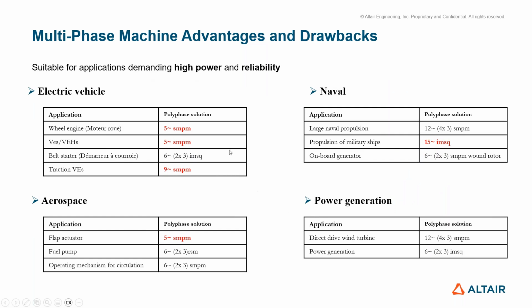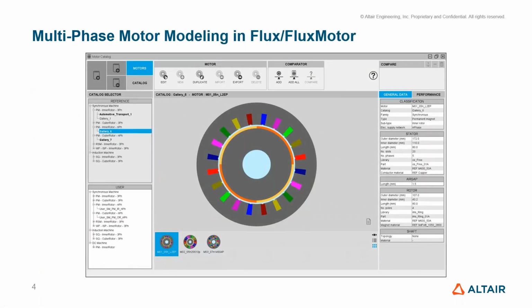So here is a quick list of applications of this type of machine that we have seen, either in electric vehicles, for wheel engines, for traction vehicles, also in the naval or aerospace industries. They are sometimes or often used, and also in power generation. We can see either polyphase or multiphase machines for this type of application. That was it for the quick introduction.